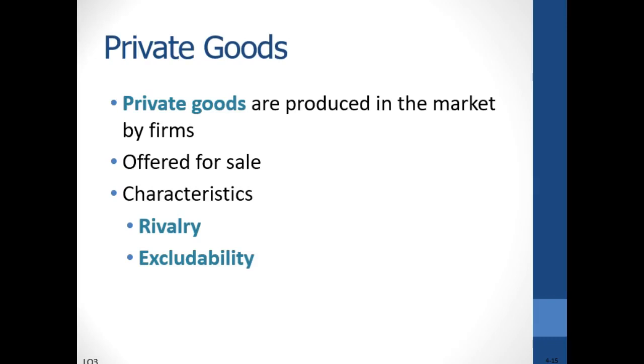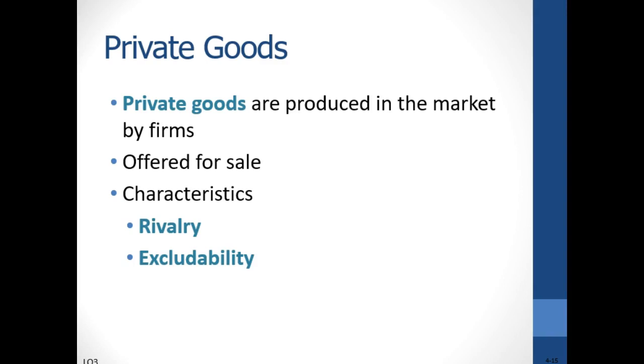Private goods are produced in the market by firms. They're offered for sale and have the characteristics of rivalry and excludability. Private goods are produced through the market because they have rivalry. By definition, that's one's use of a good makes it unavailable for others, and comes in units small enough to be afforded by individual buyers.